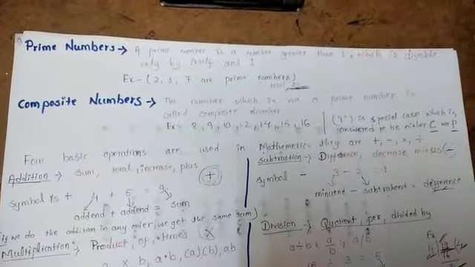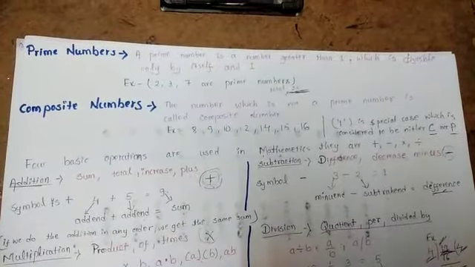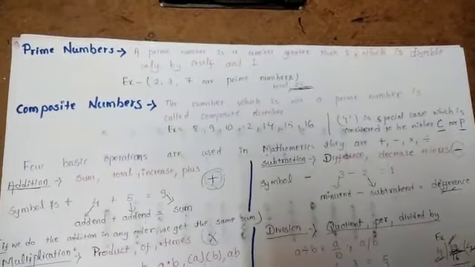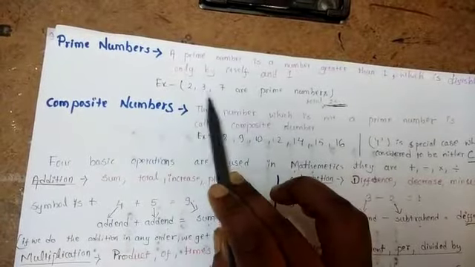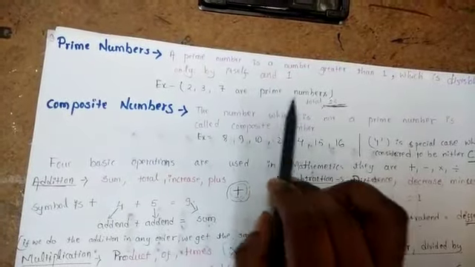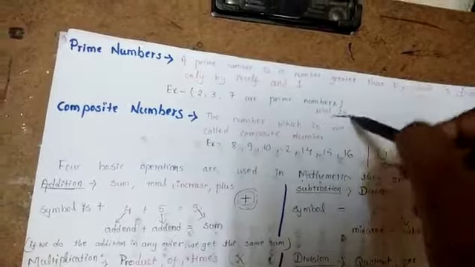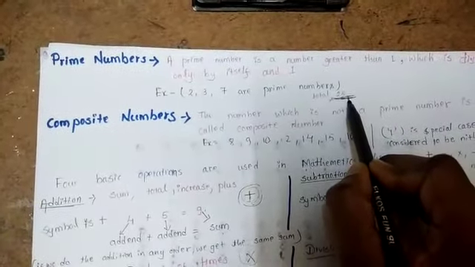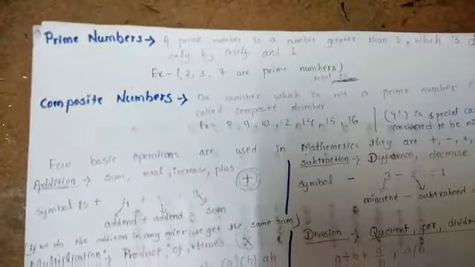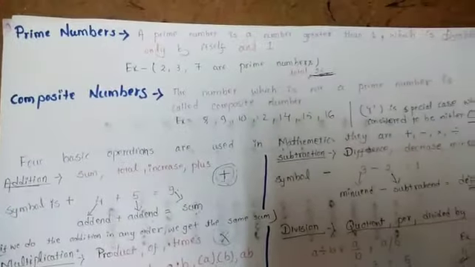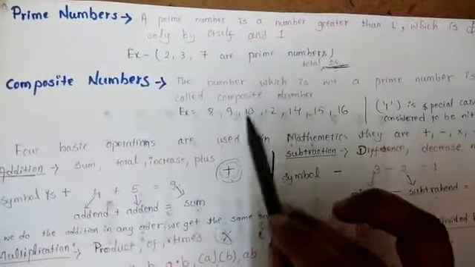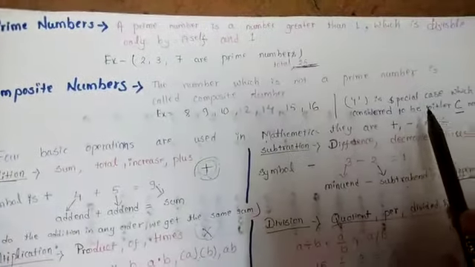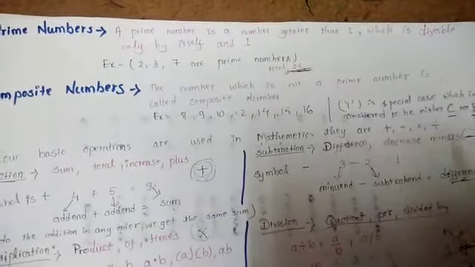Prime number, a prime number is a number that is greater than 1, which is divisible only by itself and 1. The examples I have written here, you can see 2, 3, 7 are the prime numbers. From 1 to 100 there are total 25 prime numbers. You can find it yourself. This is a task for you. Then composite number. Composite numbers are nothing but the numbers which are not prime numbers. They are known as your composite numbers. The examples are here. One is neither a prime number nor a composite number.